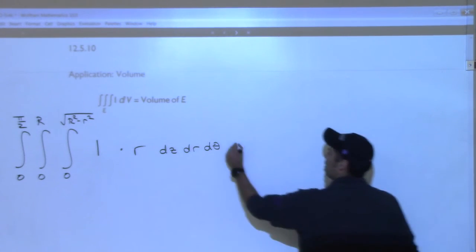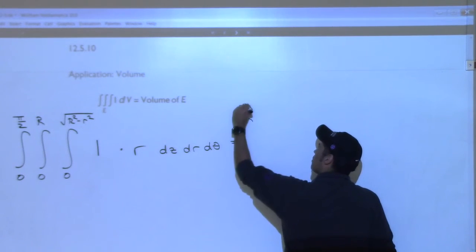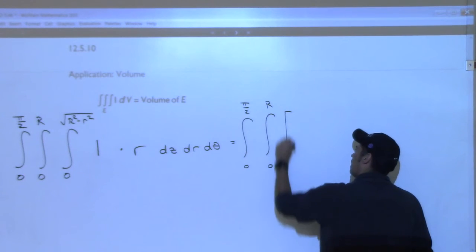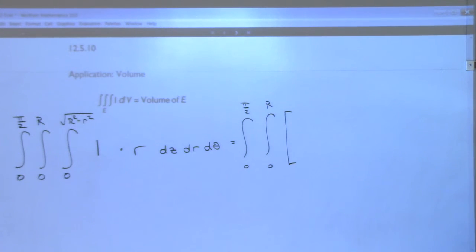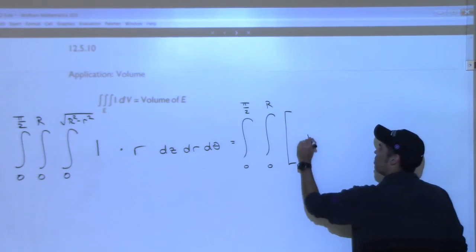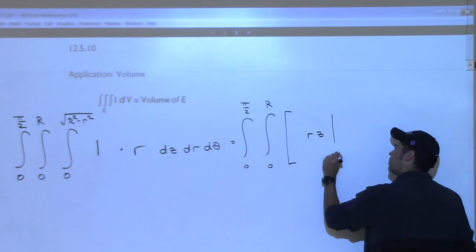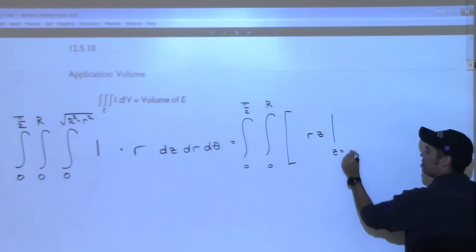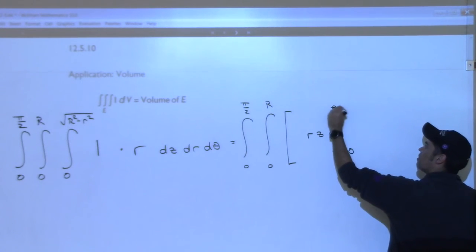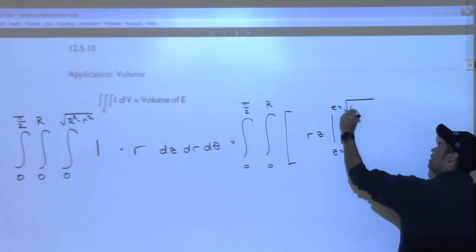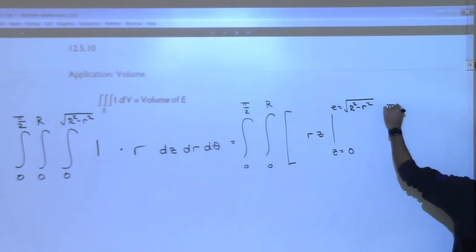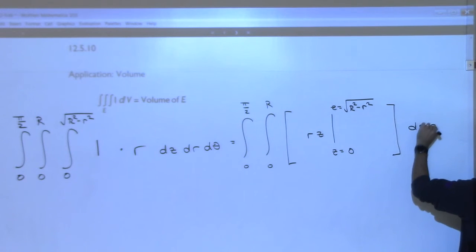All right, first one. 0 to pi over 2, 0 to capital R. Okay, antiderivative of R with respect to Z. RZ, and we're evaluating this from Z equals 0 to Z equals square root of capital R squared minus little r squared, right? Once we're done with that, we will do dr and then d theta.